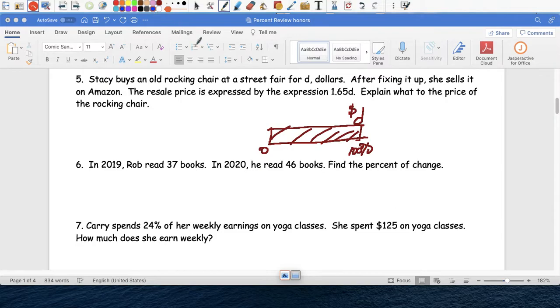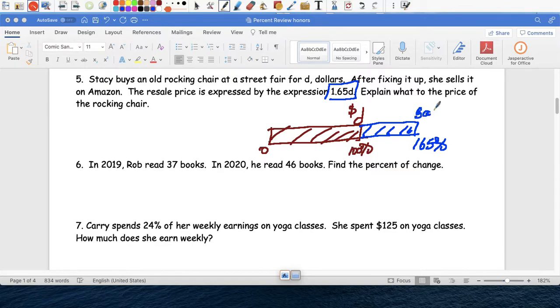When she resells it, she's obviously going to charge a little bit more because she has to make money for the time she spent fixing it, coloring it, etc. And this is how much she charges. She charges 65% more, which takes this to 165%. So this is the price that she's selling it for, right here.